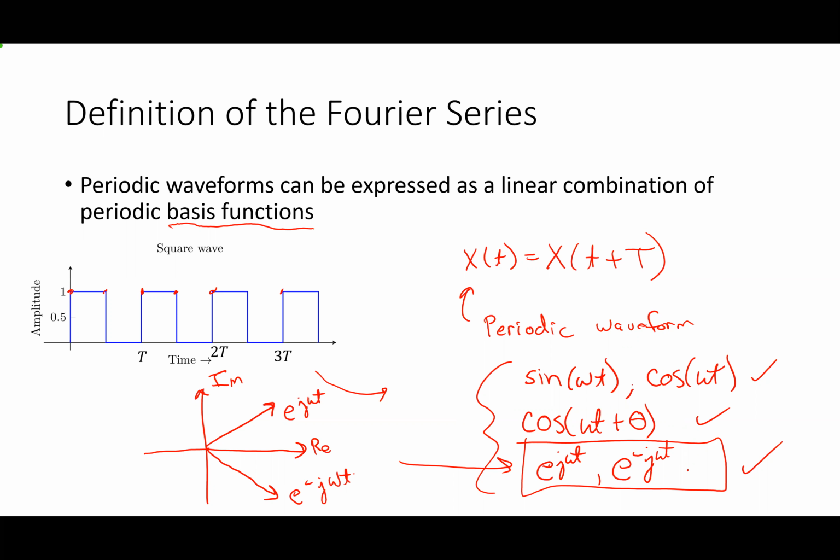Now, the question is, as time advances, these vectors move. We talked about this idea of a dynamic phasor at the beginning of the semester. E to the j omega t, as time advances, which way does it move? Counterclockwise. How about its compadre down here? Clockwise. So one is moving in the positive direction, one is moving in the negative direction. The sum of those two things always looks like what?